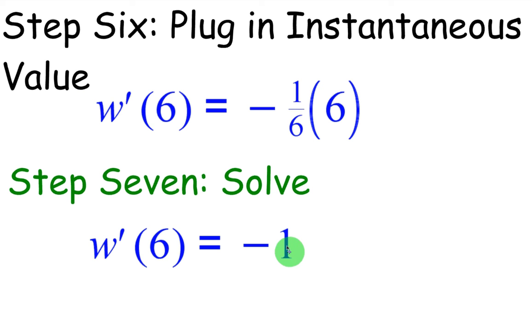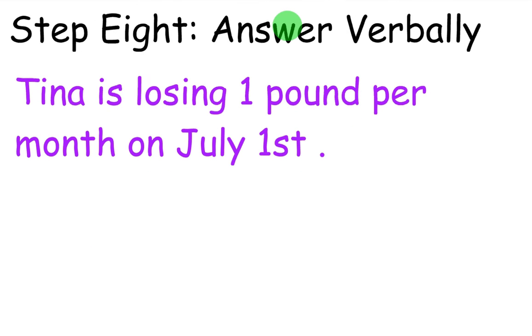This is kind of interesting because this was her average weight loss per month after 12 months. So right in the middle is her average. Pretty interesting. That must have something to do with the vertex of the parabola, I would think. Anyways, Tina is losing 1 pound per month on July 1st. Pretty simple, right? That's it. Again, if you were to plug in 12, she'd be losing 2 pounds per month, so on and so forth.